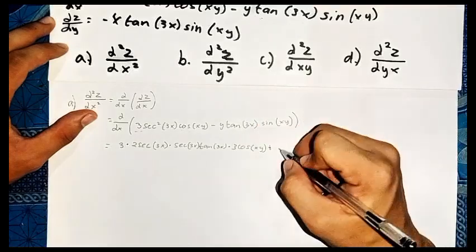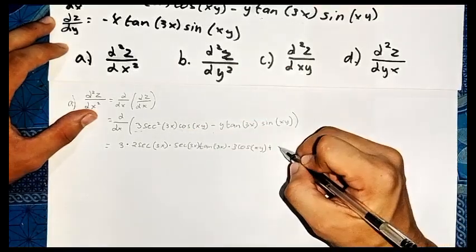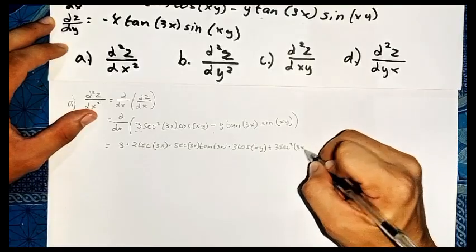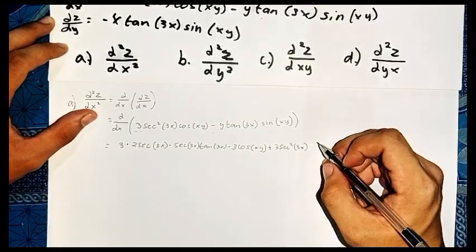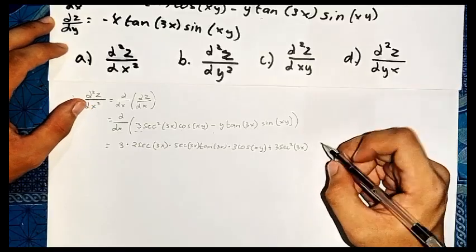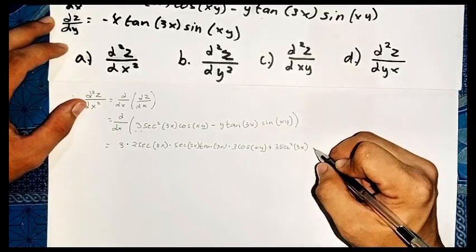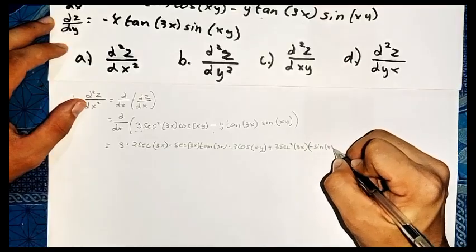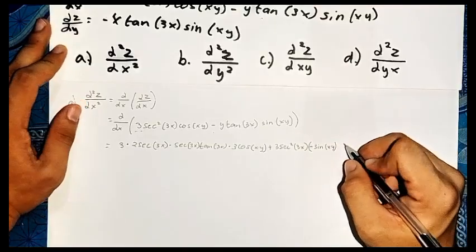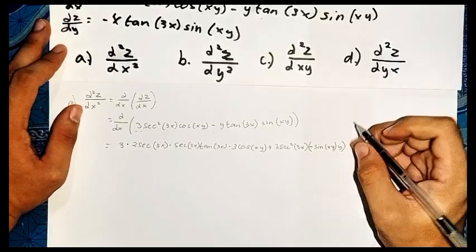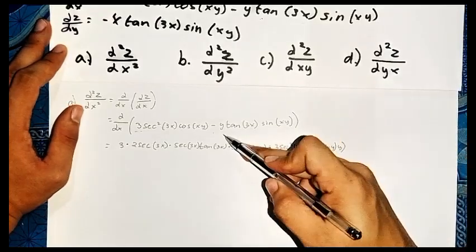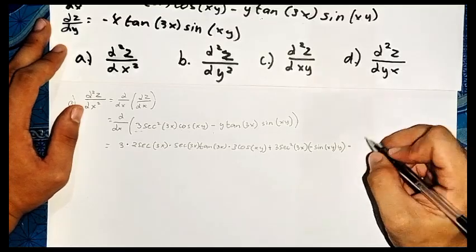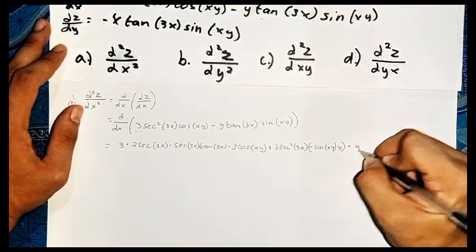Add a plus. Copy this: 3 secant squared 3x. The derivative of cosine xy is negative sine xy. The derivative of xy with respect to x is y. Now, let's proceed to this one. So, minus y tan 3x, copy y because it is constant.